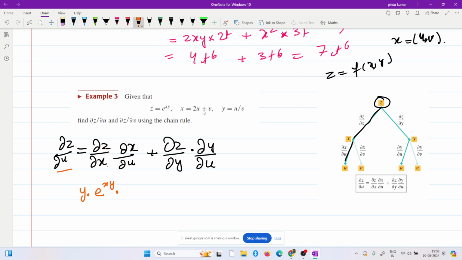Multiplied by, now x is 2u plus v, this is 2, del z by del y, again this would be x e to the power xy, this is u by v, okay. So if you treat v as a constant, this would be 1 by v, right? So this is what you will obtain, del z by del u. Similarly, you can calculate del z by del v. Okay.